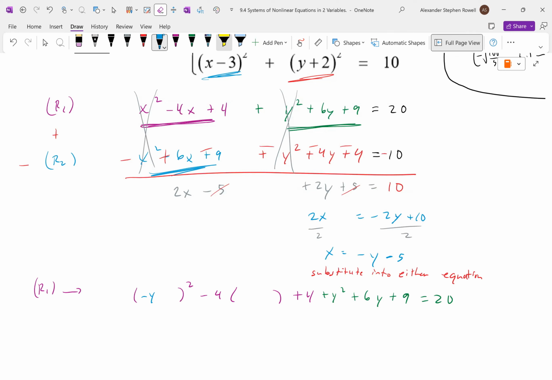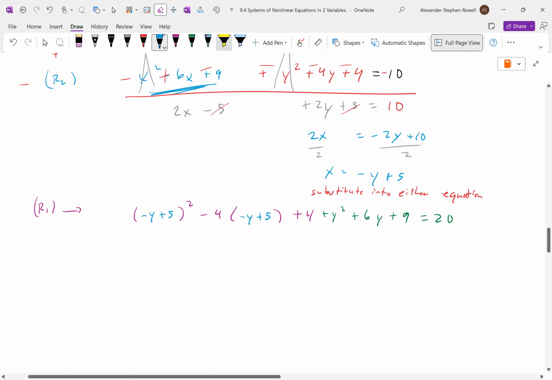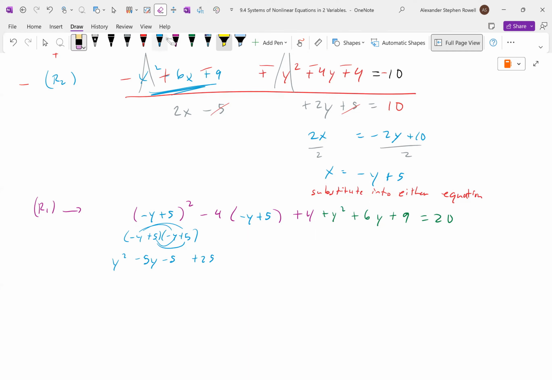And we'll plug in, oh yes, plus 5, thank you. So -y plus 5, we're plugging in. All right, so if we FOIL this, -y plus 5, -y plus 5, we get y squared minus 5y plus 25. Then we have a -4 times a -y to make a positive 4y. -4 times a positive 5 to make a -20. Plus y squared plus 6y.